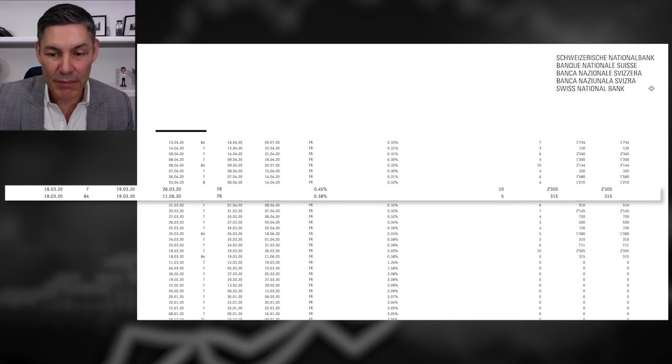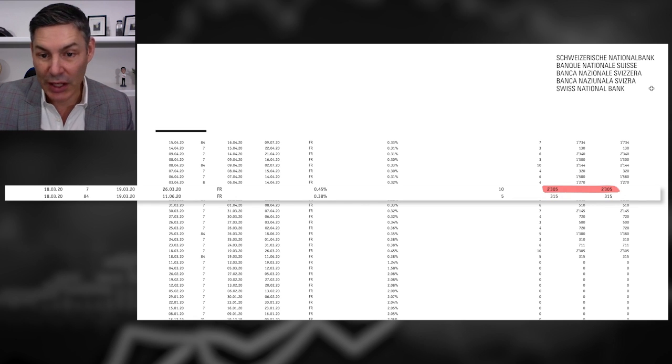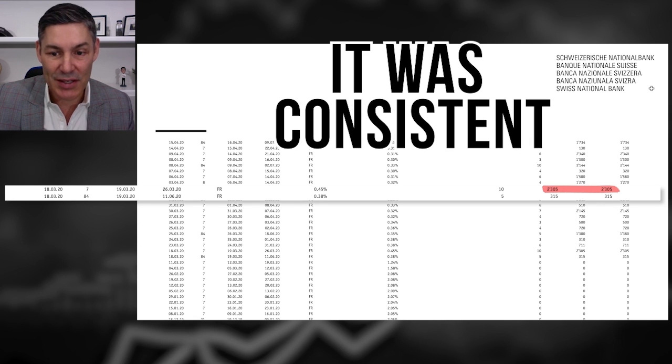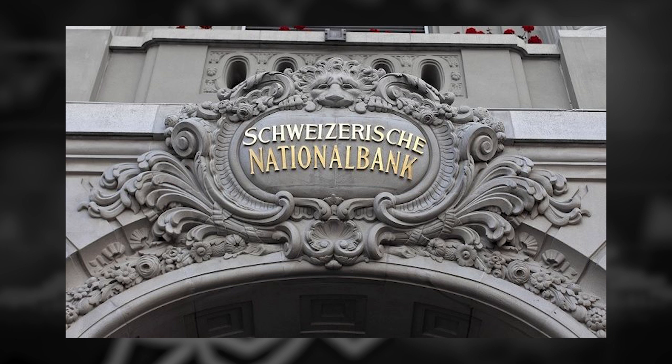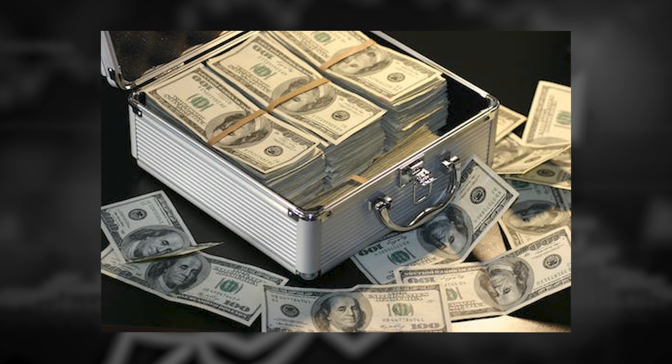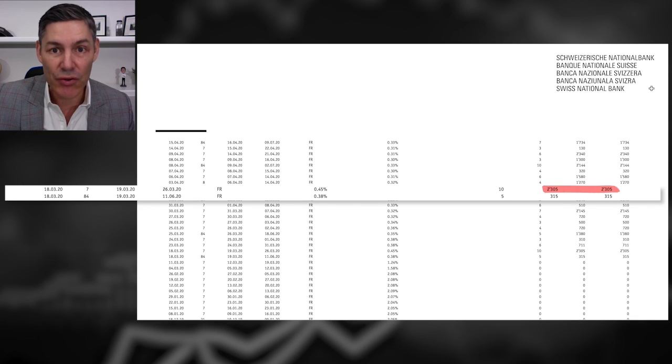And what do we see? It goes from 315 million to 2.3 billion. Now, one thing I'd like to point out, it didn't get up, at least in this time frame, to $6 billion. But what we could see is that it was consistent. Every single week, there were banks that were going to the Swiss National Bank saying, hey, we need dollars because we are in big, big trouble.